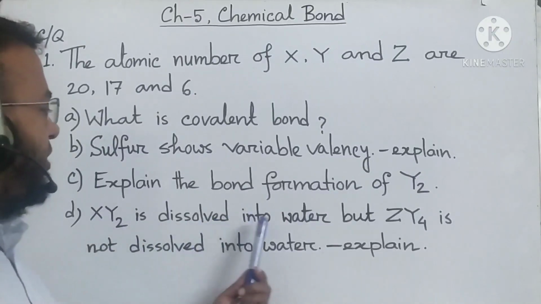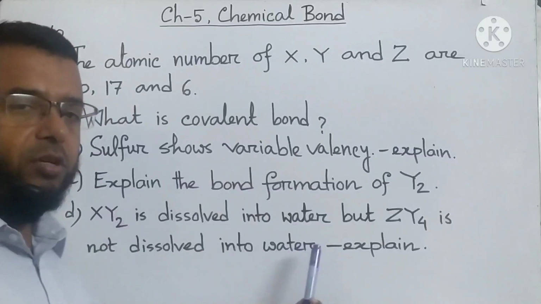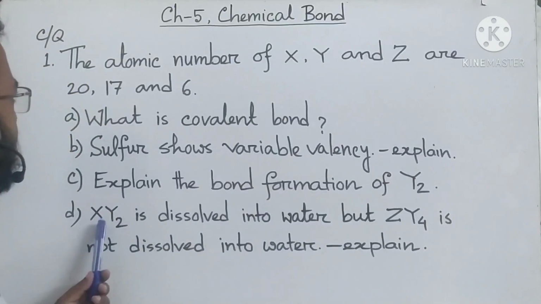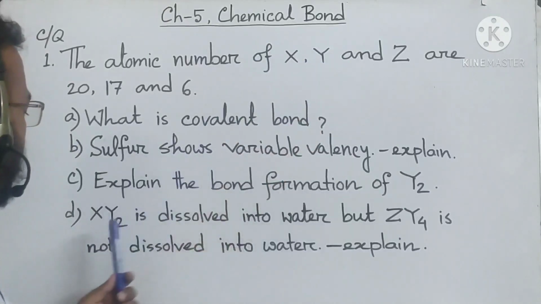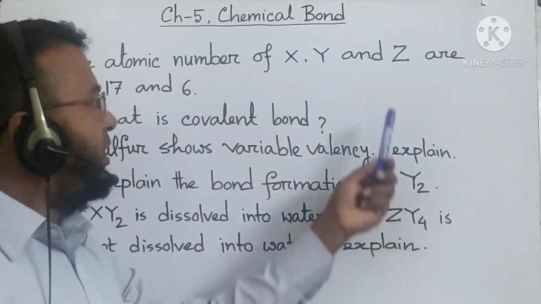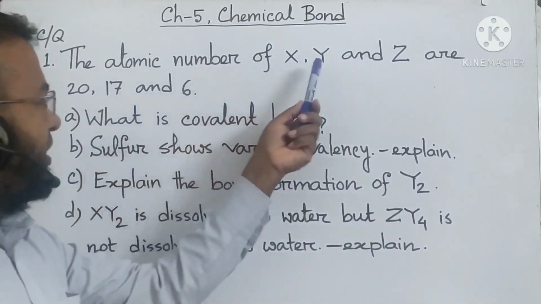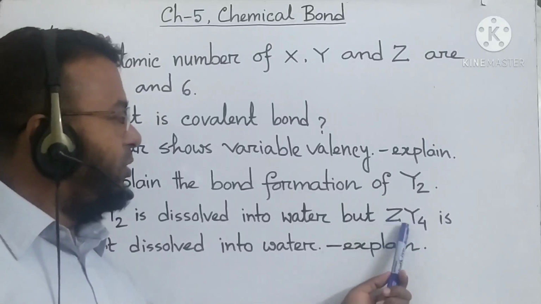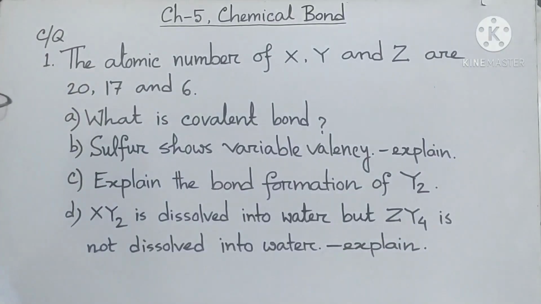XY2 is dissolved in water, but ZY4 is not dissolved in water. We have to explain. So now XY2, that means it is calcium and chlorine, so it will be calcium chloride. Then ZY4, that means it is carbon, and Y means chlorine, so it will be carbon tetrachloride. Okay, everybody write the question.